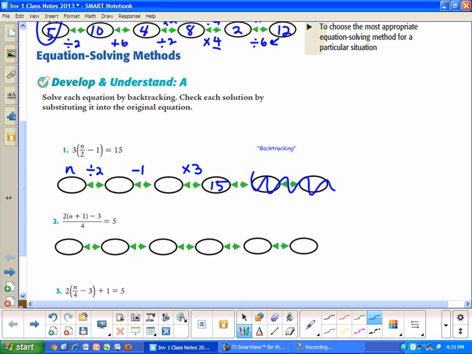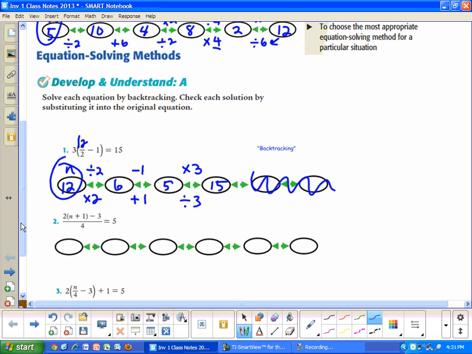Now working backwards, we're going to need to divide by 3, add 1, and multiply by 2 to get n. So 15 divided by 3 is 5, plus 1 is 6, times 2 is 12, so n is 12. And then you just want to check that, make sure that's true. 12 divided by 2 is 6, minus 1 is 5, times 3 is 15, that works.